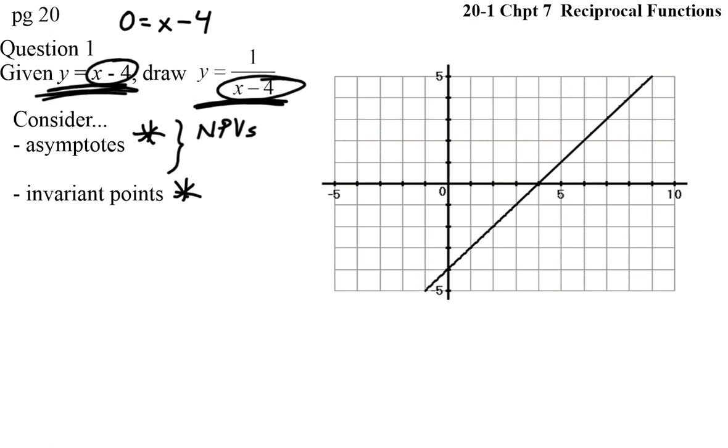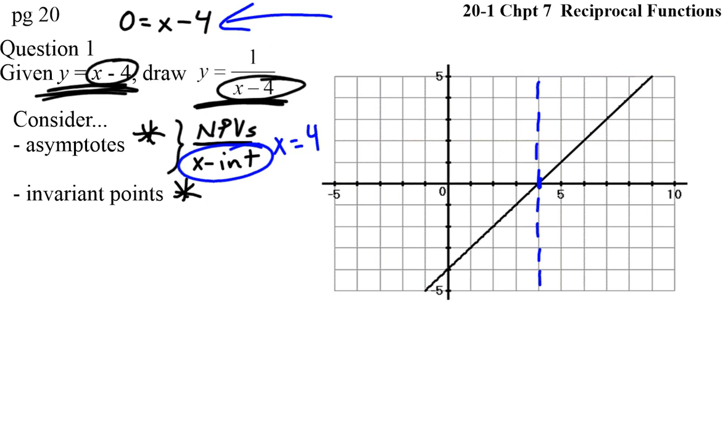So if I have a graph, I don't even have to do a calculation. NPVs or x-intercept, we see where that happens. Our NPV, our x-intercept is here at x equal to 4. So I know my asymptote for my reciprocal graph happens there. I don't technically have to do any calculations. I know the x-intercept is the asymptote x equals 4. So there's a big chunk of it already done.